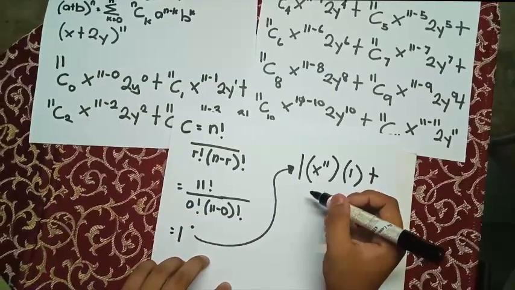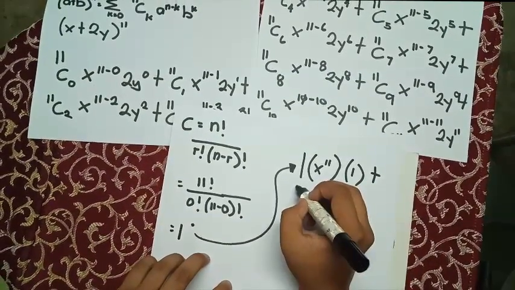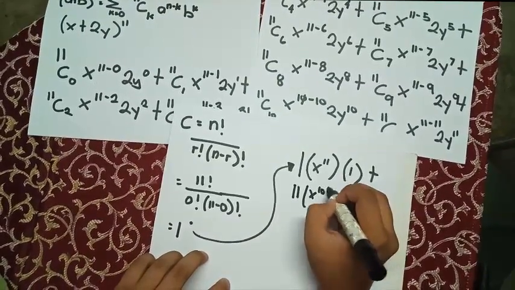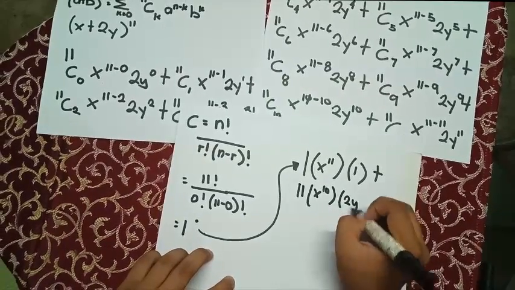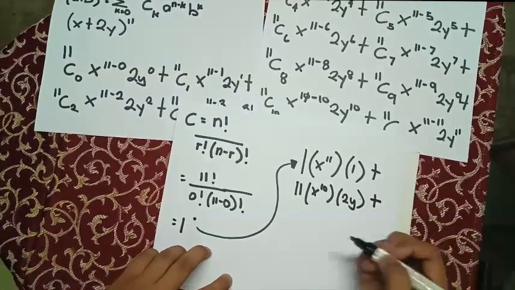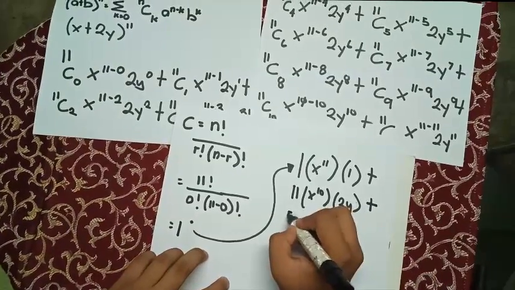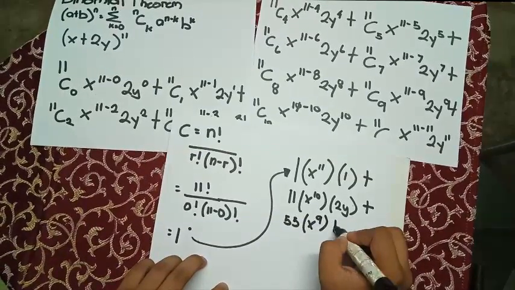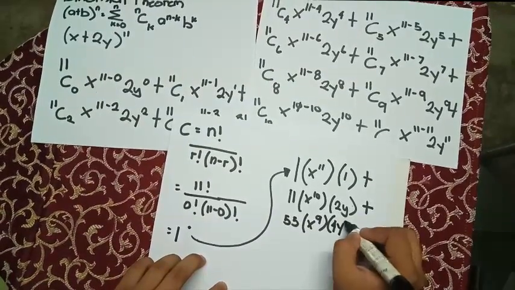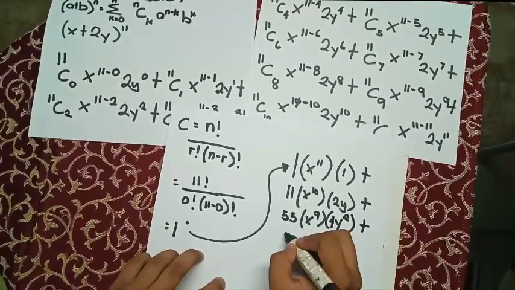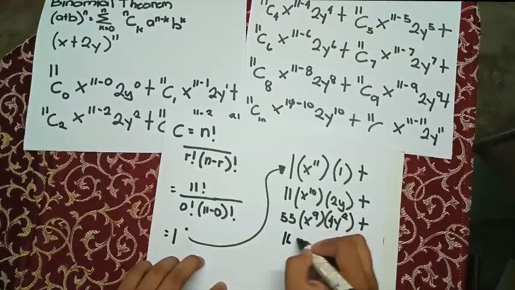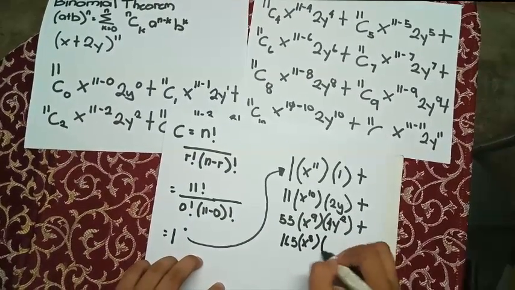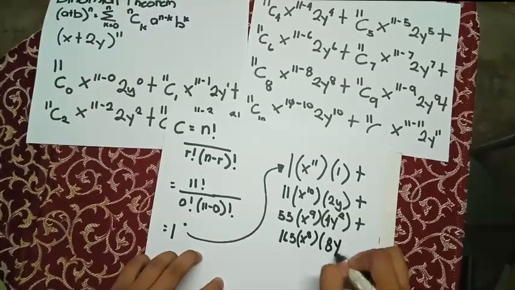1 times x raised to 11 times 1, and the second term will be 11 times x raised to 10 times 2y plus 55 times x raised to 9 times 4y squared, and do it repeatedly again until you get the 11th term.